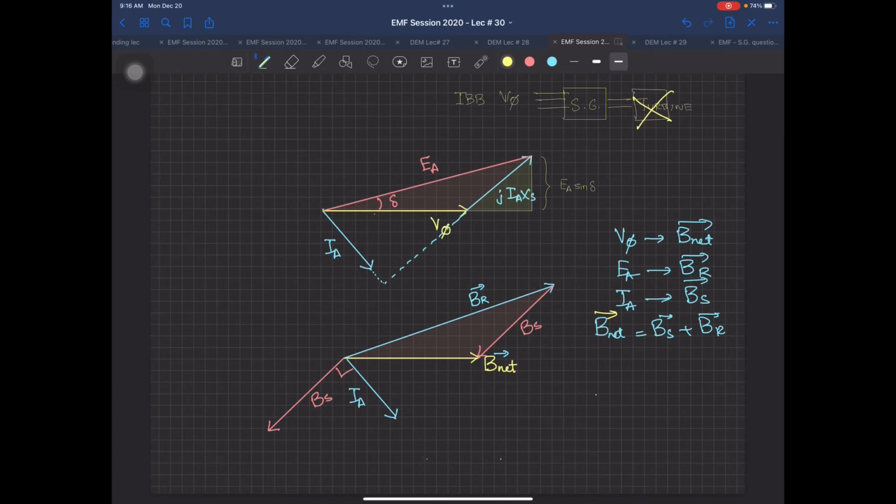Now, using the formula, your torque is equal to K BR into B net. This is a formula you must have encountered; I'm not going to prove it. If you use your right hand rule to find the direction of torque, going from BR to B net, the torque is inward. And all of these vectors, BR and B net, are moving in the anti-clockwise direction. Now what this means is, it's a generator.